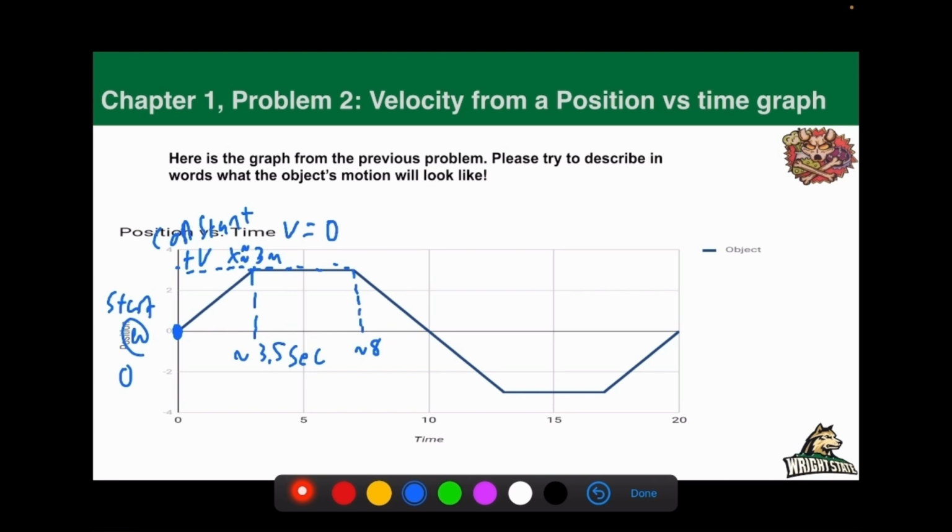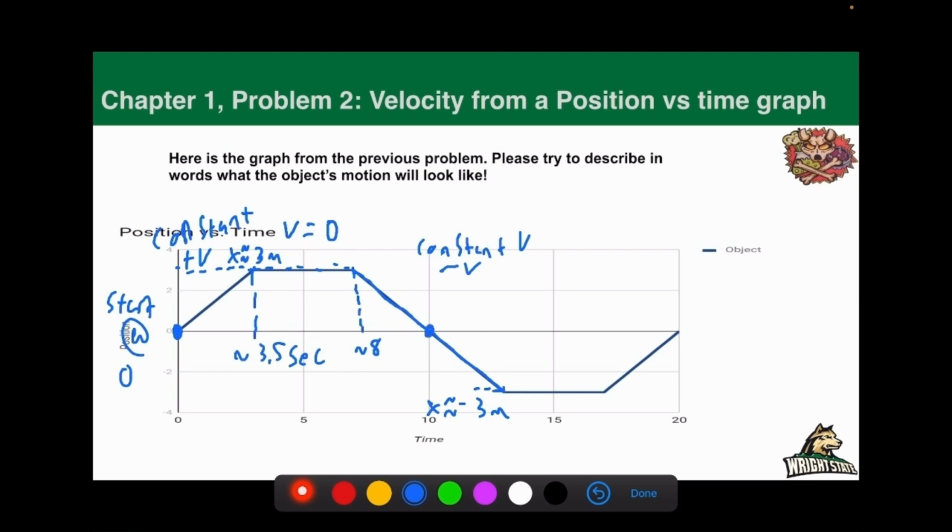Then it starts moving in the negative direction. So here we've got a constant velocity in the minus direction. Okay, so now basically we've turned around and we start moving backwards. We're going to keep walking until we reach here. That's probably about -3 meters. And notice we pass by the starting point.